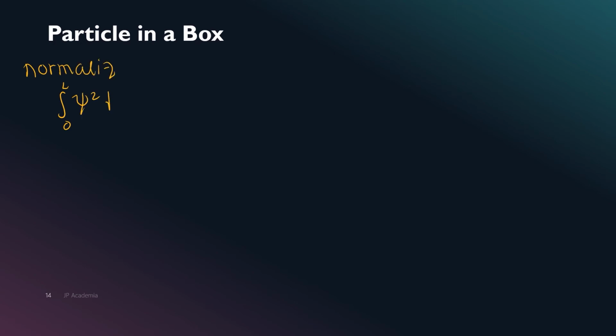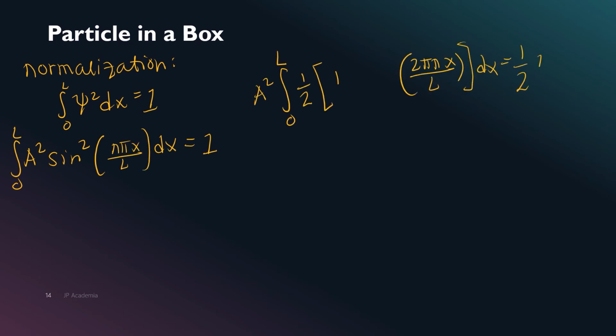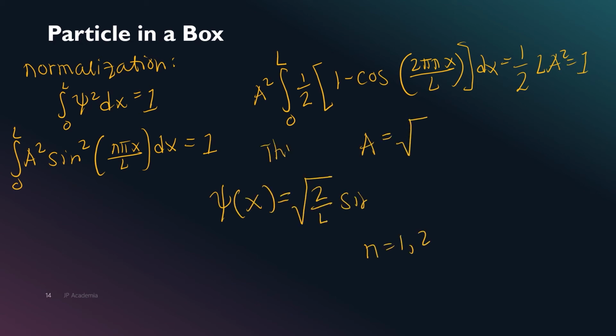Now, if we want to get the value of the constant A for our wave function, we need to apply the normalization condition as shown. So we will get the value of the constant A as shown. A here is equal to the square root of 2 over L after we have done this integration, the normalization condition. And therefore, we can rewrite our wave function psi of x as the square root of 2 over L times sine n pi x over L.